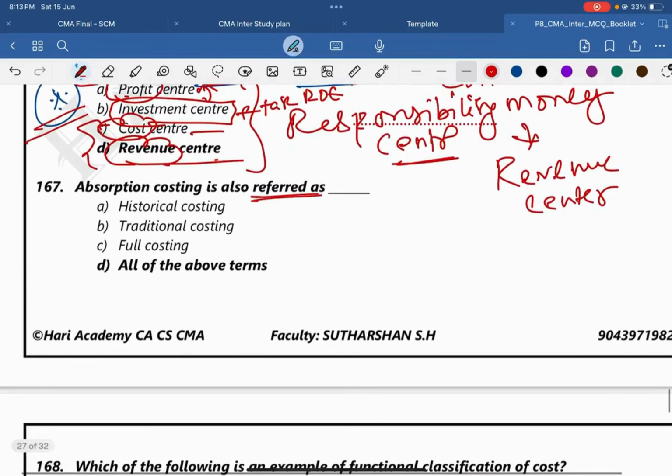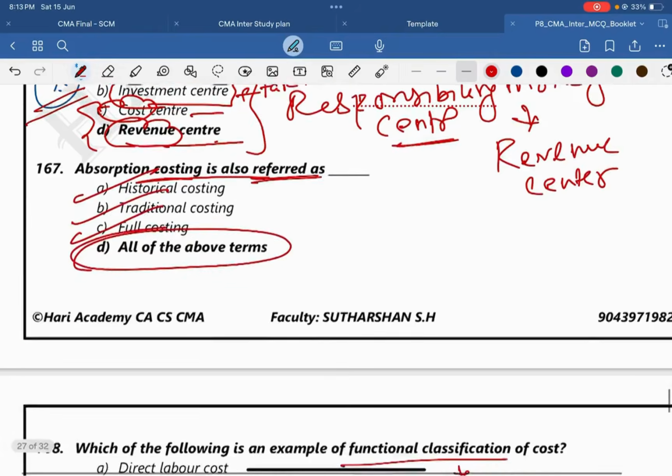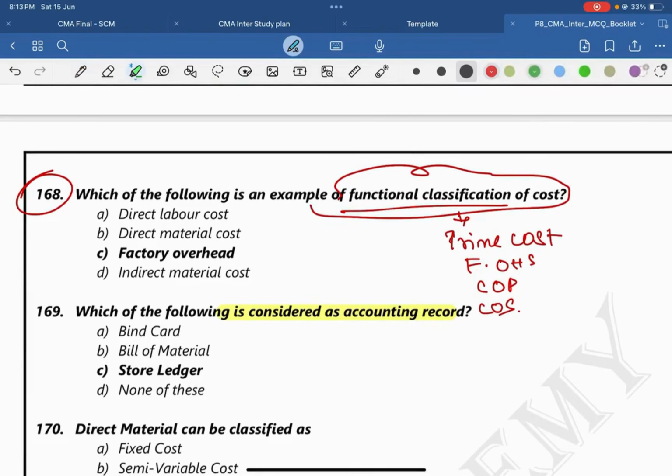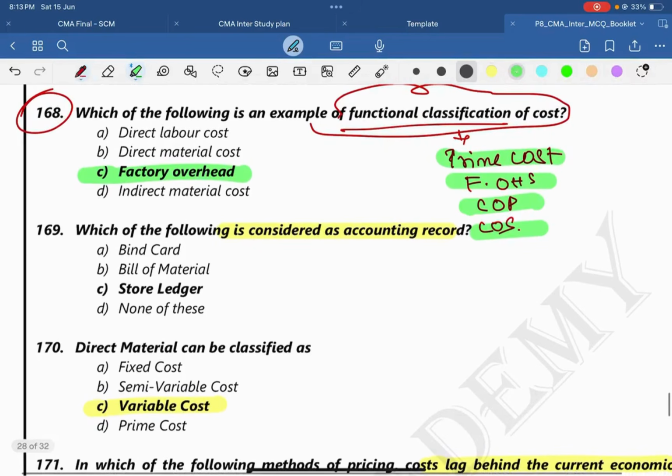Then 167. Absorption costing is also referred to as historical costing, traditional costing, full costing, all of the above terms. Easy one. 168. Which one of the following is an example of functional classification? As I already told, functional classification is nothing but prime cost, factory overhead, cost of production, cost of sales. So it is factory overhead in the given option. Direct material, direct labor, these are prime cost. Indirect material is a specific item under factory overhead. So functional classification of cost is nothing but factory overhead.